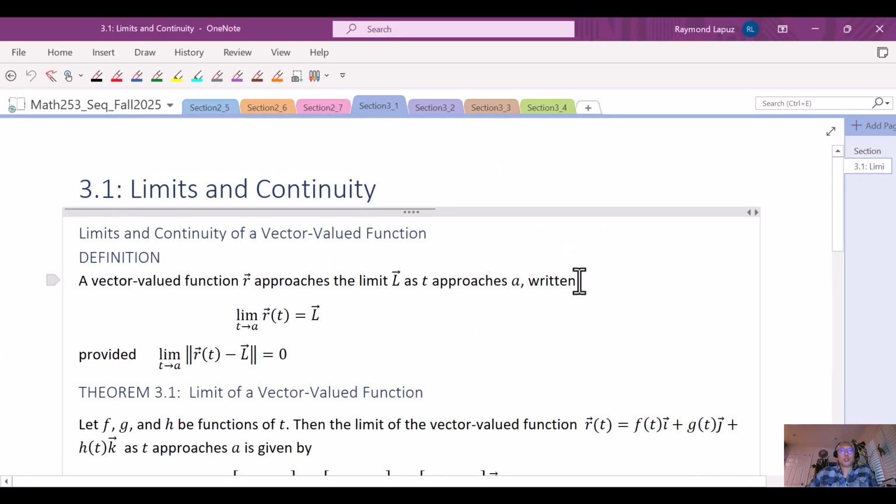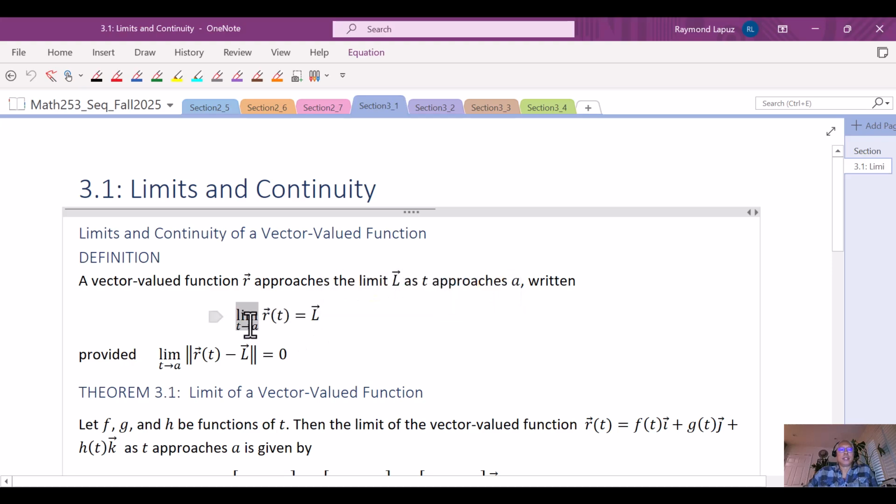A couple more objectives in this particular section. We're looking at limits and continuity. So this is the definition of our limits. A limit is going to be a vector, because it is a vector-valued function. And so this thing should be approaching some sort of vector.